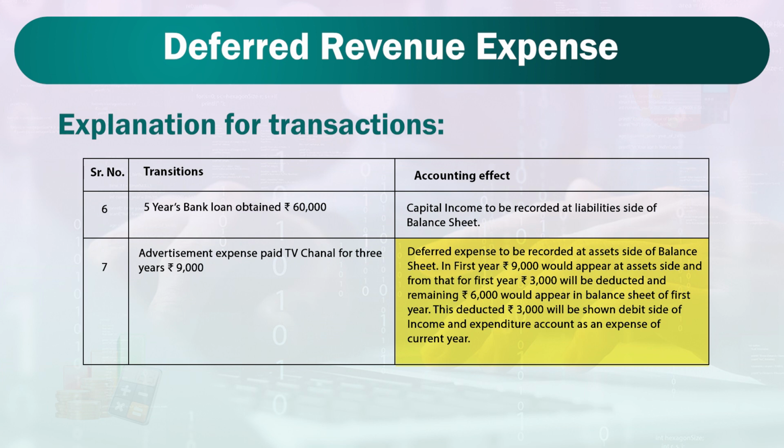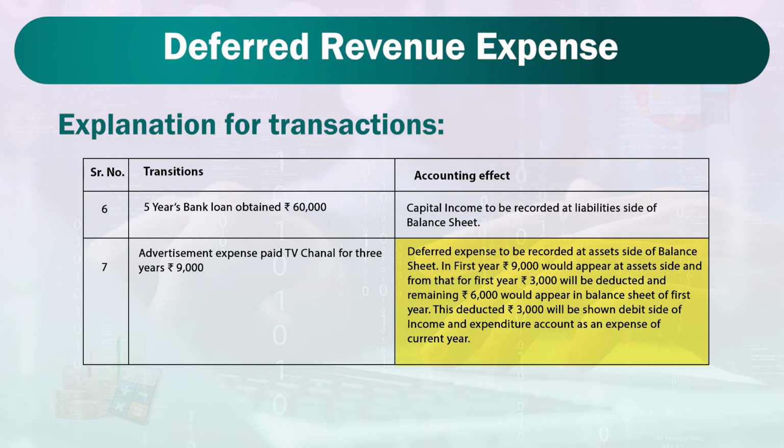In the first year, rupees 9,000 would appear at asset side, and from that for the first year 3,000 will be deducted and remaining 6,000 would appear in the balance sheet of the first year. This deducted 3,000 rupees will be shown on the debit side of income and expenditure account as an expense of the current year.